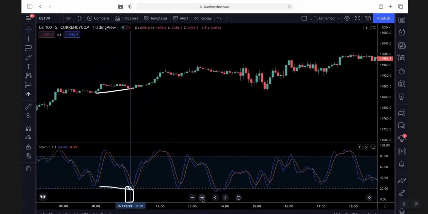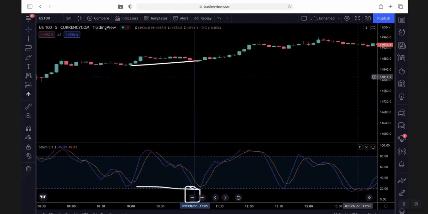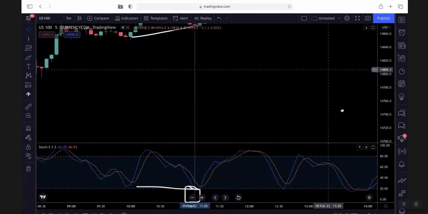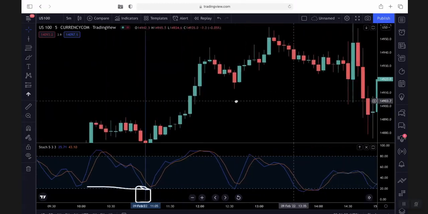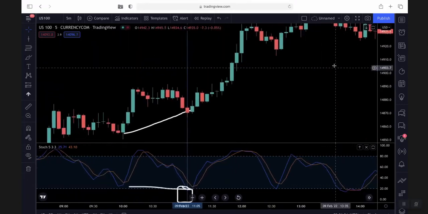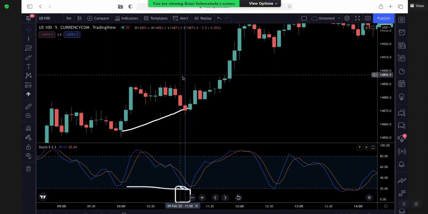The 5 minute was also where? In the oversold at the same time. This is what I will refer to as a high probability trade. That's when you can expect the market to go in your direction without making any drifting or anything of that sort.